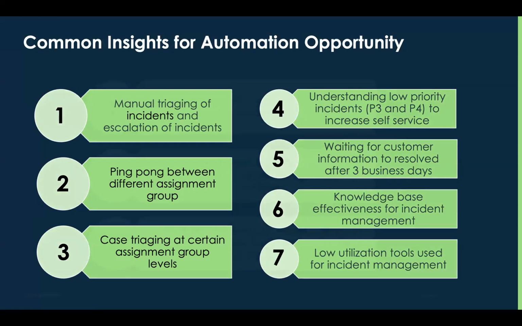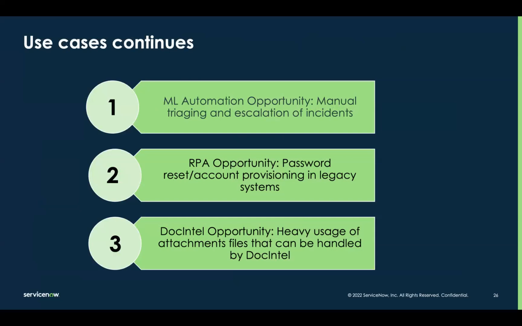So we will be extending this automation discovery to RPA and Doc Intel. The way we are approaching it, for RPA, it's the same technique. We look for the specific intent. Hey, if I have a password reset RPA bot available, and if password reset is happening in a third-party system like Okta or Citrix or your mainframe, then we can look at those requests or incidents and then automate using RPA.